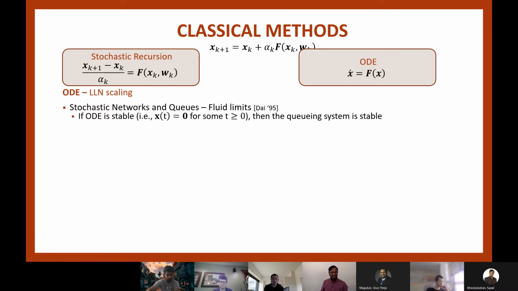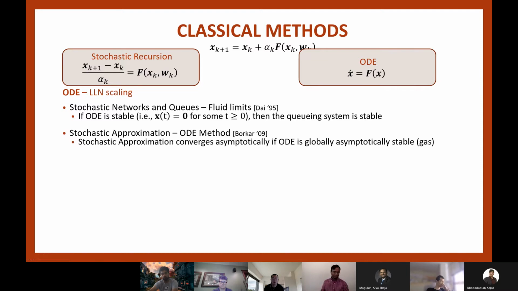And the punchline there is that if you look at an ODE that corresponds to a queuing system, and the initial condition of this ODE is some positive value, and suppose you can show that no matter what positive value it starts with, there is some t after which the ODE is 0, X becomes 0, then the queuing system is stable. This is a big theorem from the fluid limit approach.